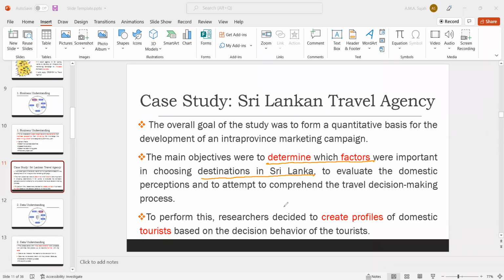We can't do this project within 2 or 3 days. We need to continue this research for 6 or 12 months, and collect data from the tourists who visited Sri Lanka last year. Based on this, we create profiles. Based on the profiles, we can find out the different factors they consider when choosing places in Sri Lanka. Am I correct?